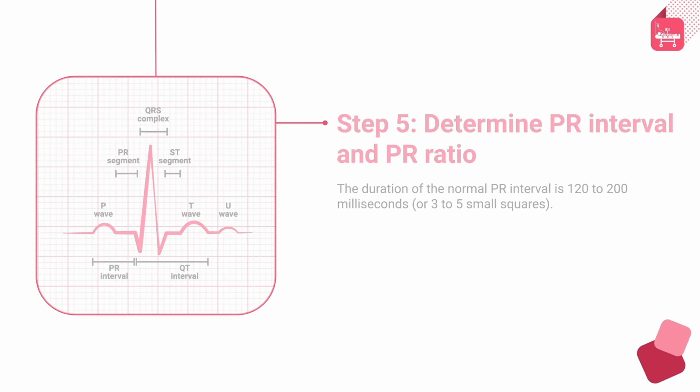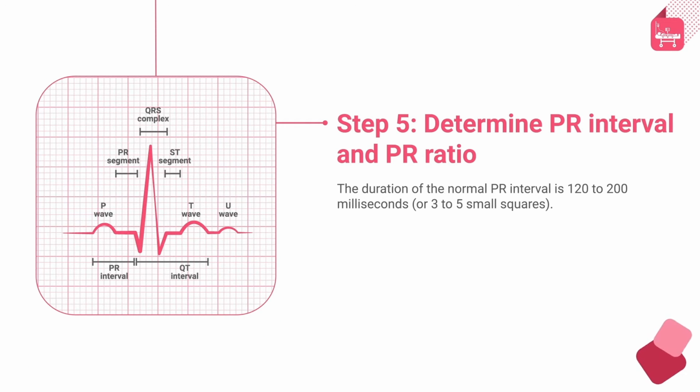Step 5. Determine the PR interval and PR ratio. The duration of the normal PR interval is 120 to 200 milliseconds, or 3 to 5 small squares. You can measure the PR interval by counting the number of small squares between the onset of the P wave and the beginning of the QRS complex. Then multiply the number of squares by 0.04 seconds.